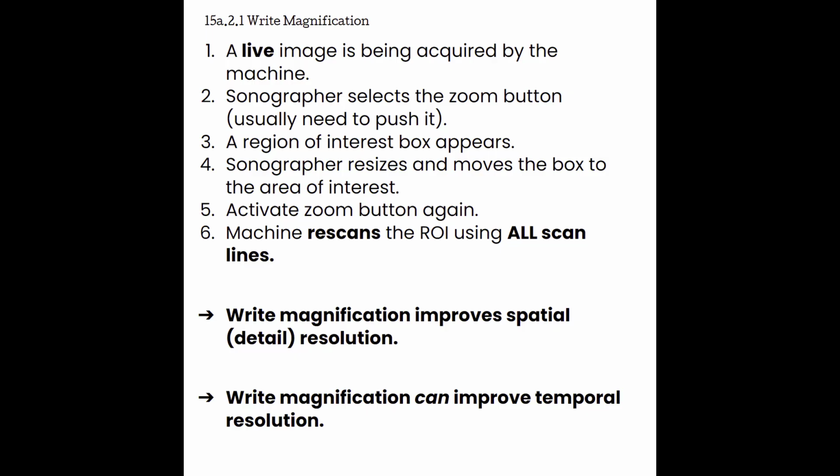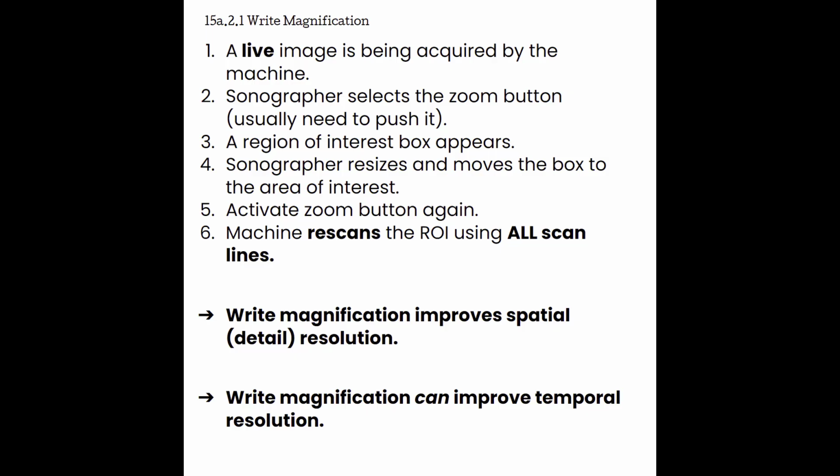So when the machine uses all the scan lines to rescan that small region of interest, we are using the same amount of pixels and the same amount of scan lines that we were once using for the whole image, now just for this tiny part. So right magnification really improves our spatial, which is detail, resolution.